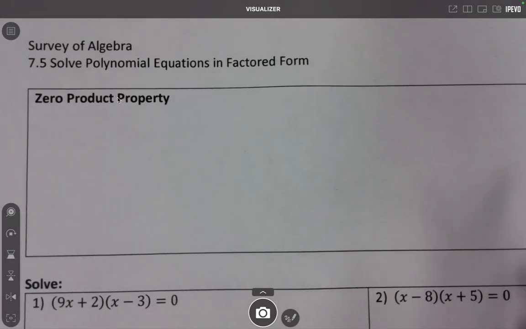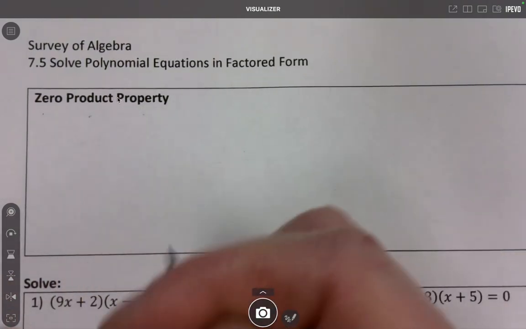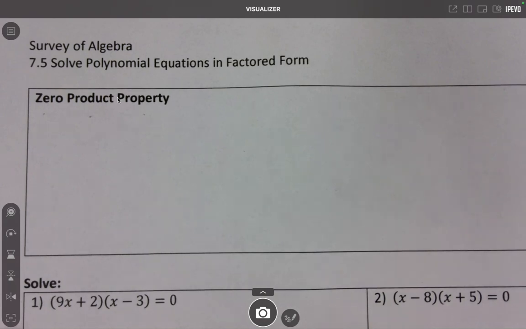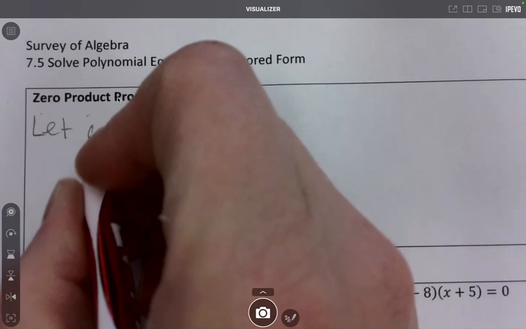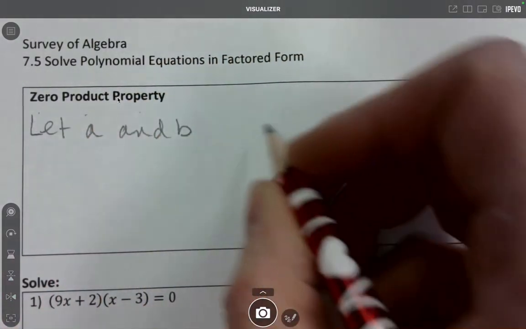Good morning, class. These are our notes about zero product property. So we're still working on our study of polynomials, and today we're going to talk about this property and we're going to use it. So the property is that if A and B, so let A and B be real numbers.